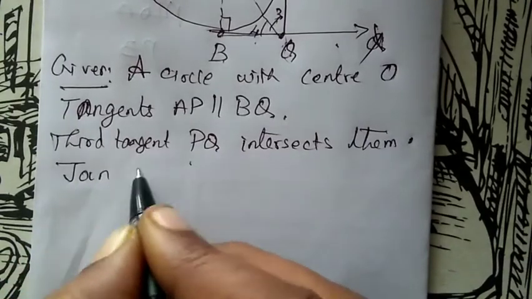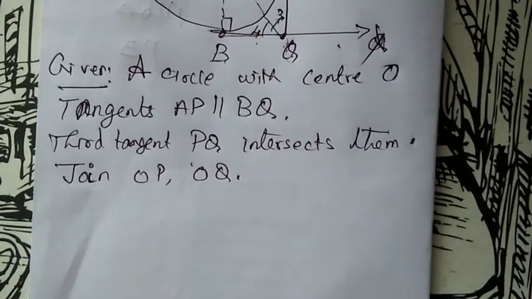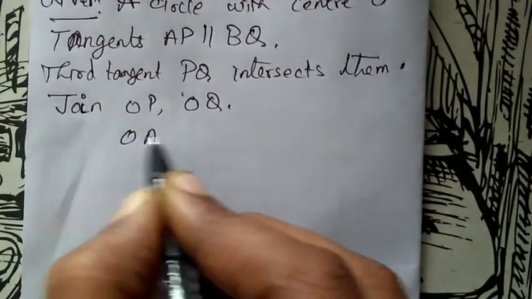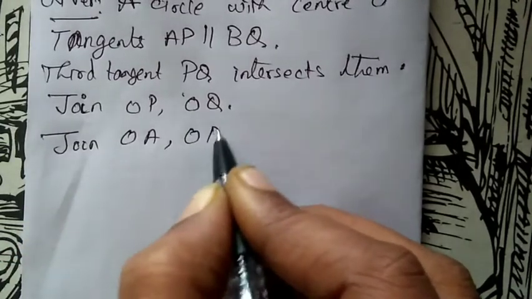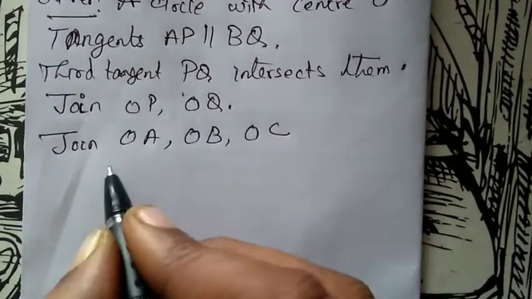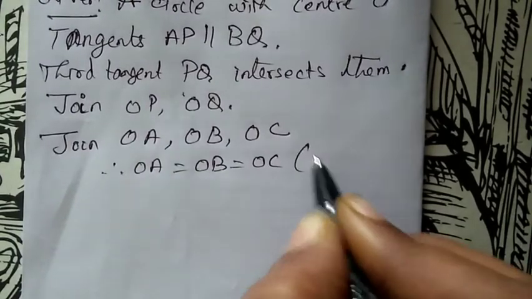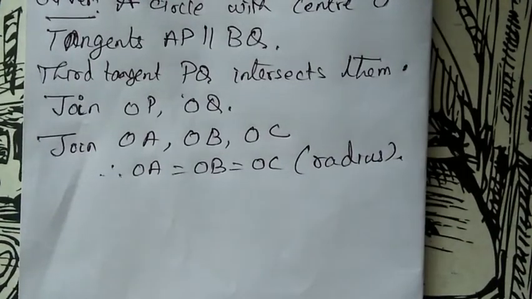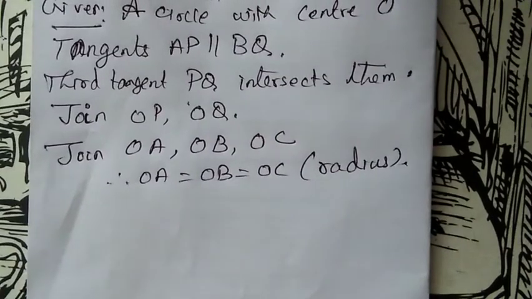We joined OP, OQ. Now also join OA, OB, OC. Therefore, OA equal to OB equal to OC, radius of the circle. Now what we have to prove? Angle POQ is 90 degree.